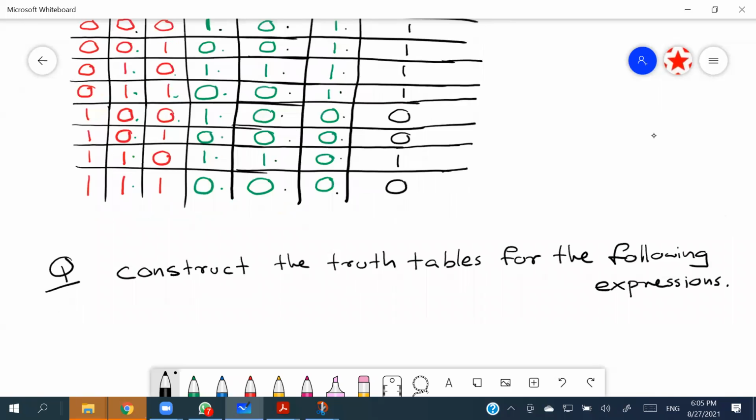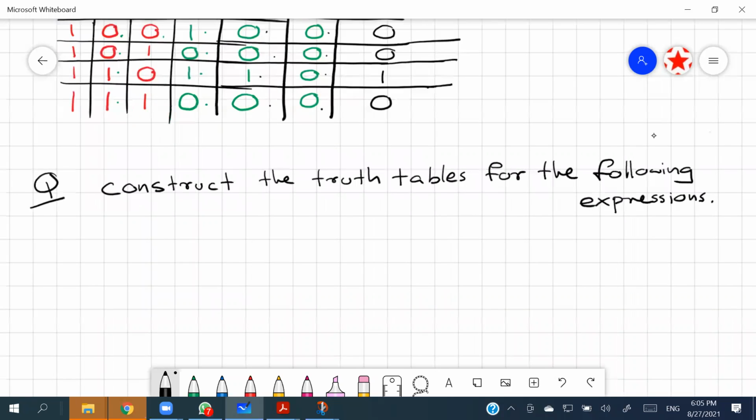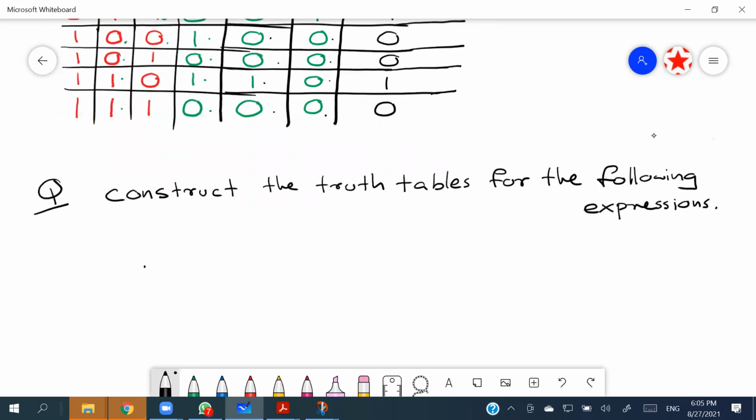Right, construct the truth tables for the following expressions. I'm going to give you 3 expressions. Please write down these 3 expressions one after the other using a pencil, right? Doesn't matter. So then you can do the construction part.